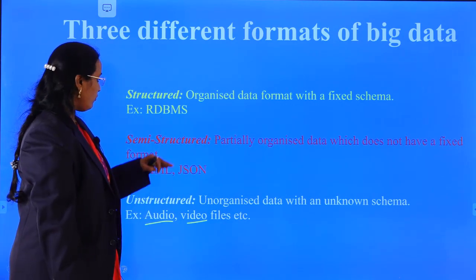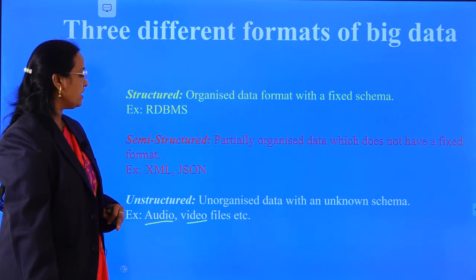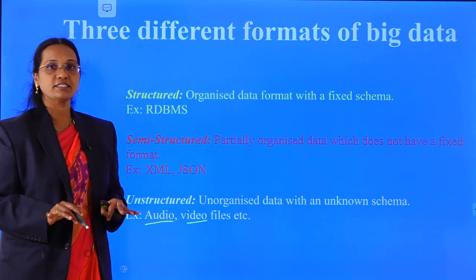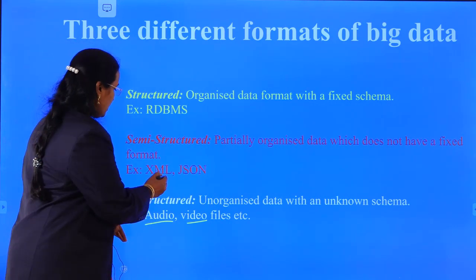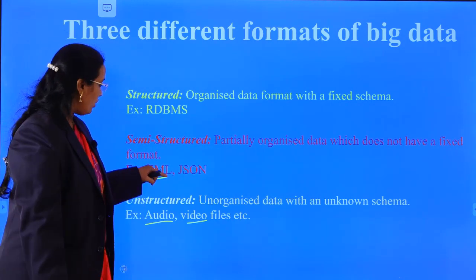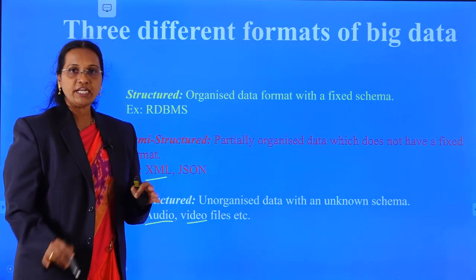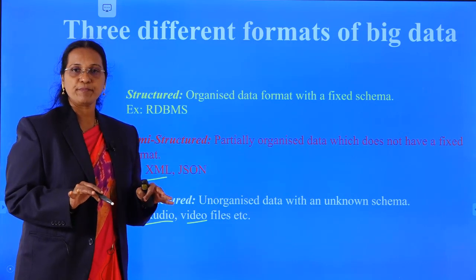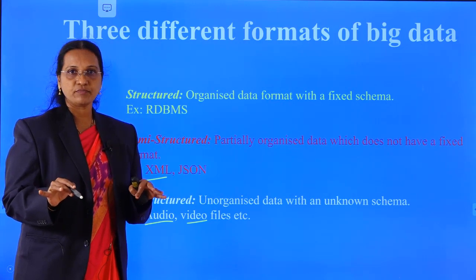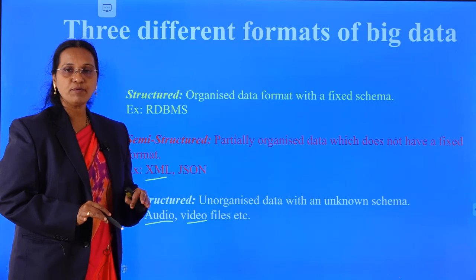The next type of format of data is called semi-structured data. What is semi-structured data? It is partially organized data and it does not have fixed formats. The best example is XML, that is called Extensible Markup Language. So, we have learned this XML. In XML formatting, it does not have any fixed structure. Whatever structure we want, we can define it. The second example is JSON, that is called JavaScript Object Notation.